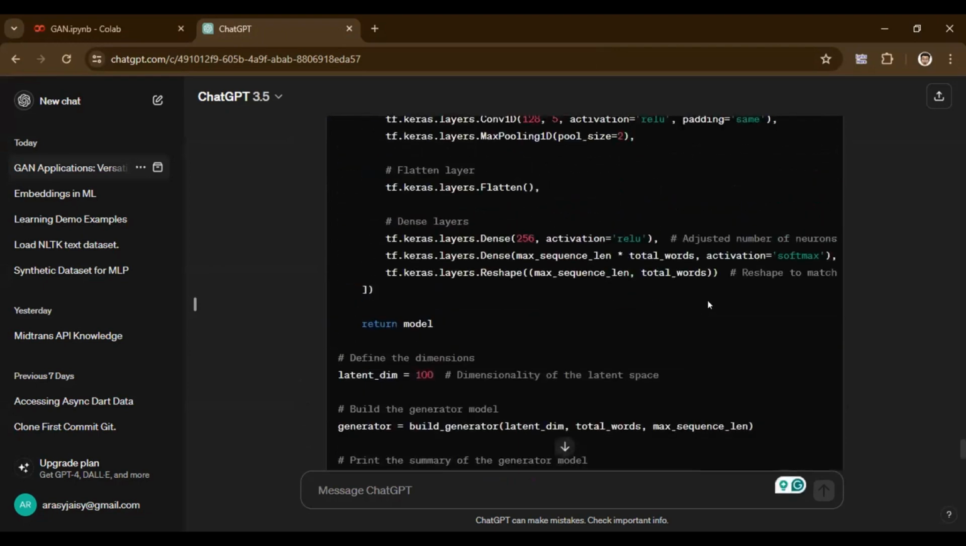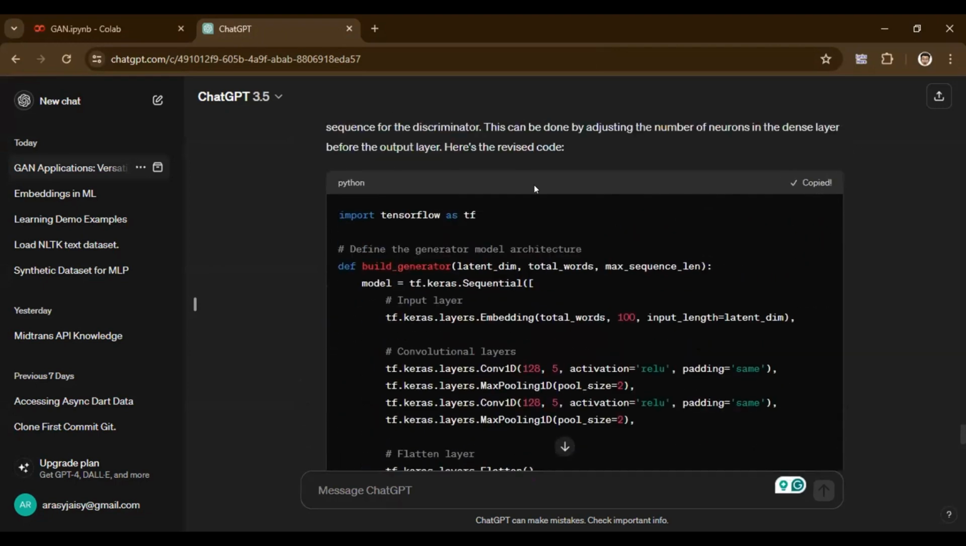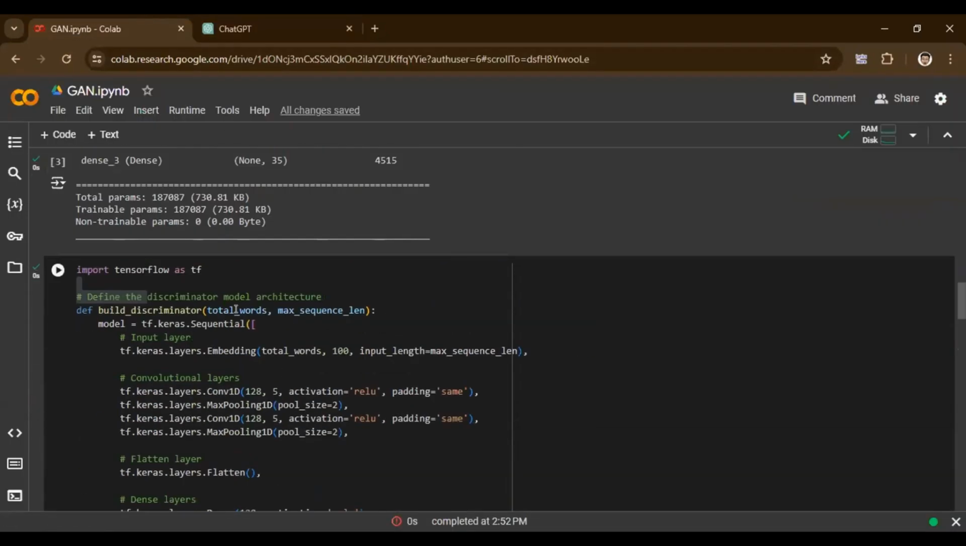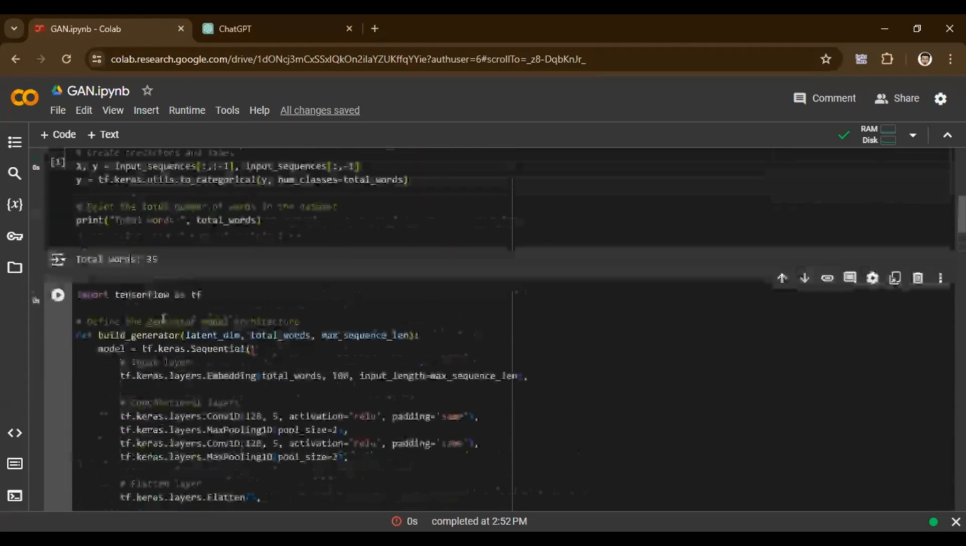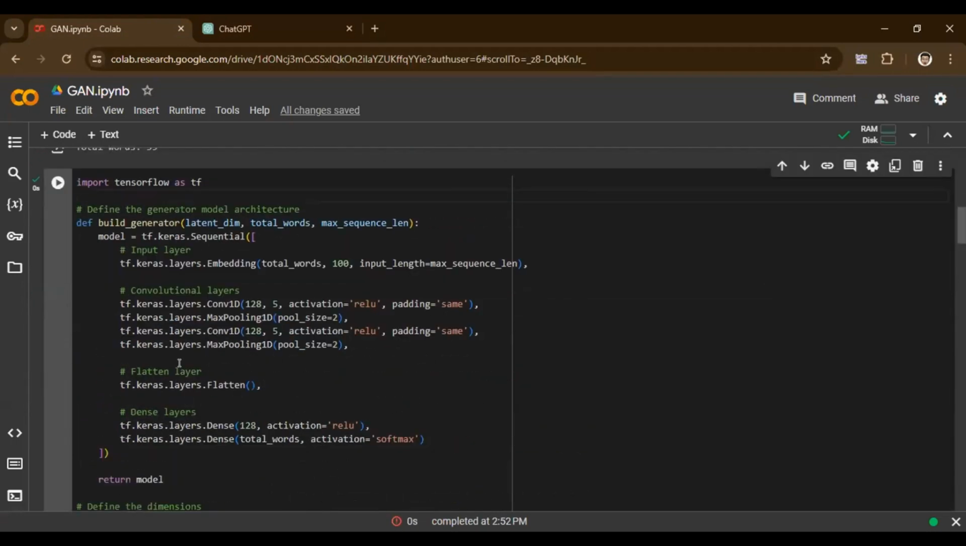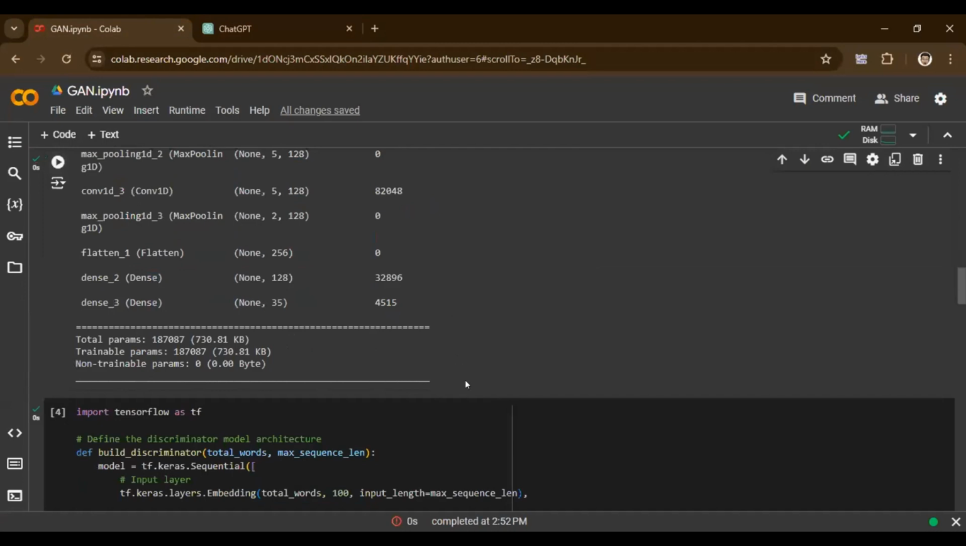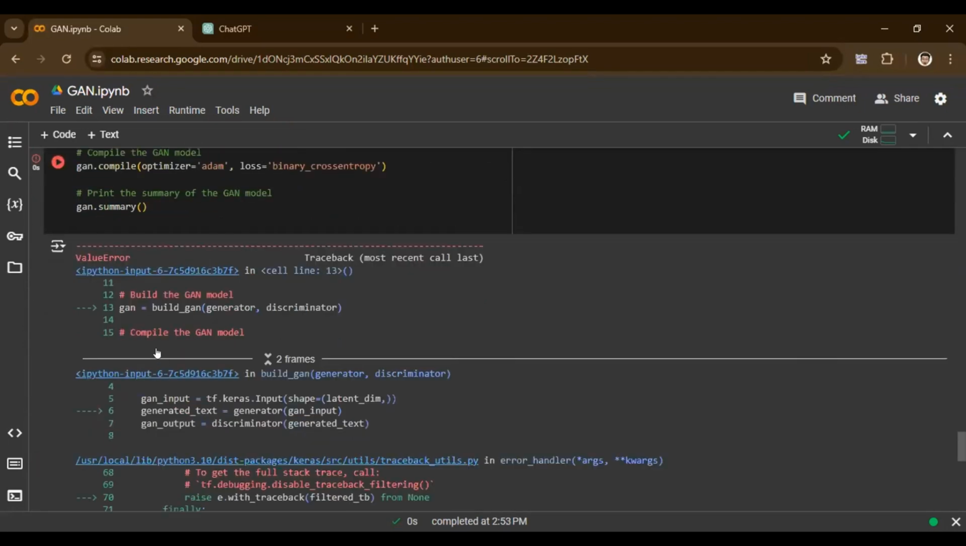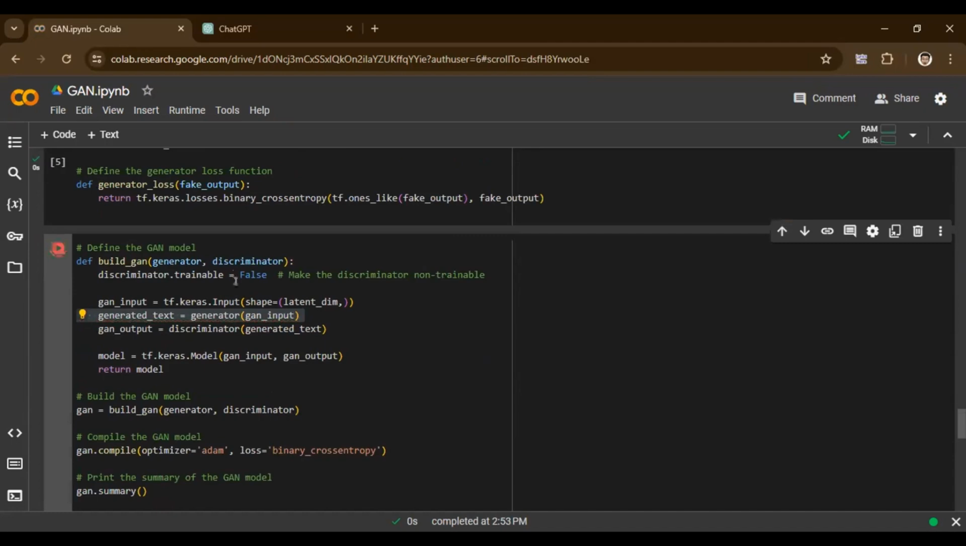Oh, it creates a new build generator. The code for building the generator is on this one. Let's see if we can just create a new line, shadowing the first one. If it doesn't work, we can change it later. And let's see. Okay, for this one, it changes to our discriminator functions.